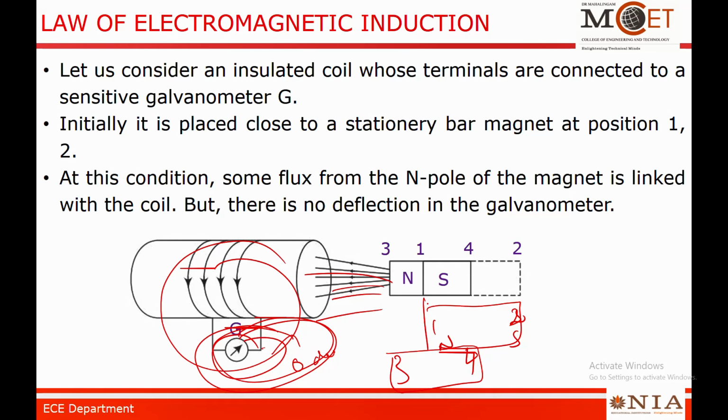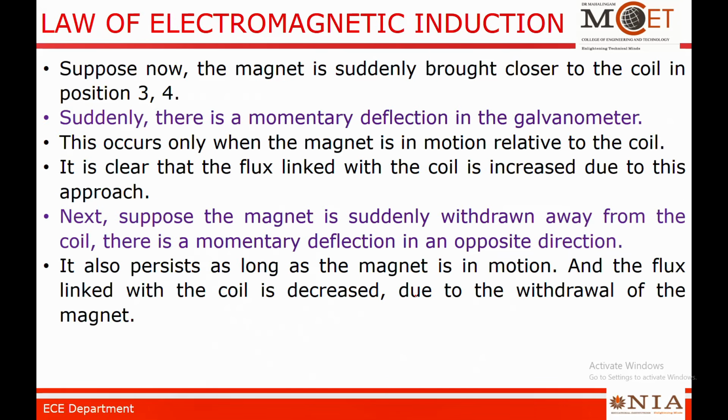So in the initial condition, at positions 1 and 2, there is no change in the galvanometer, whereas when it changes to the top 3rd and 4th place, there will be some deflection in the galvanometer. How does this occur? Let us take an example: if a magnet is in motion relative to the coil, there will be some deflection.